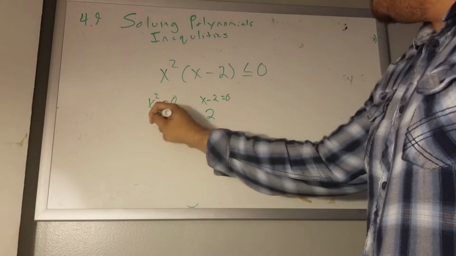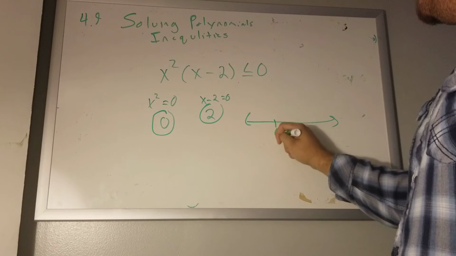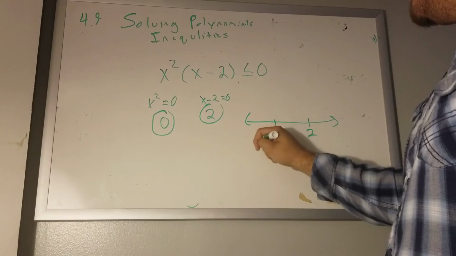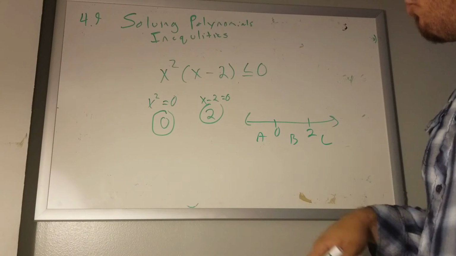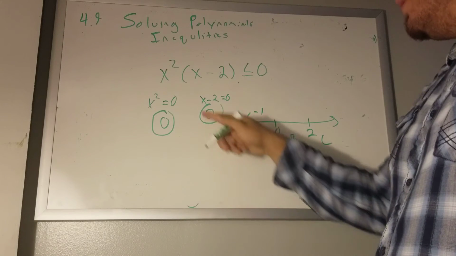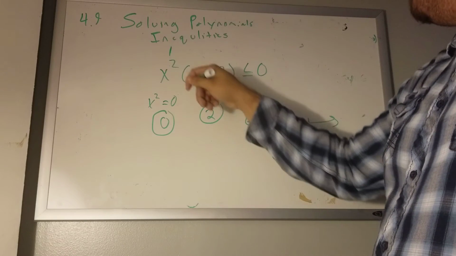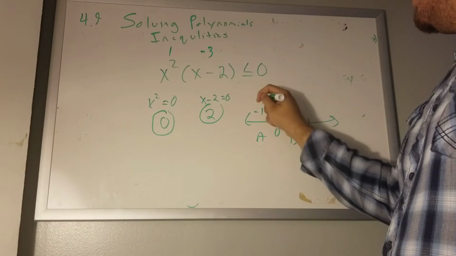So what is going to happen here? Well, we have our root numbers, 0 and 2. Let's make our number line: 0, 2. We have sections A, B, C. So let's plug in A. Something for negative 1: negative 1 squared would be a positive 1, 1 minus 2 is a negative 3, and 1 times negative 3 is a negative number.